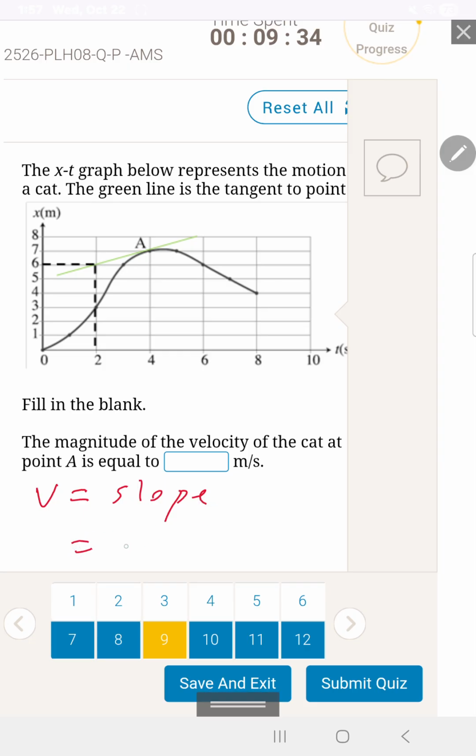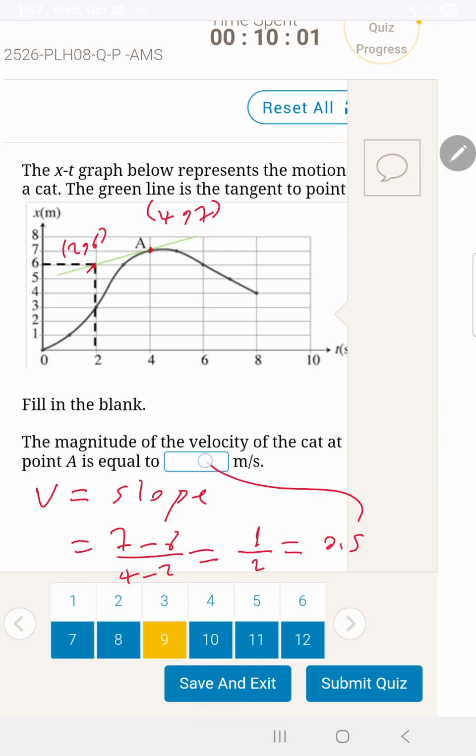Which means x2 minus x1 over t2 minus t1. So we have to pick any 2 points on the tangent. For example, I will choose (4, 7) and then (2, 6), and then I will do the slope formula. 7 minus 6 divided by 4 minus 2. 7 minus 6 is 1, divided by 2, is 0.5, and that is the instantaneous velocity.